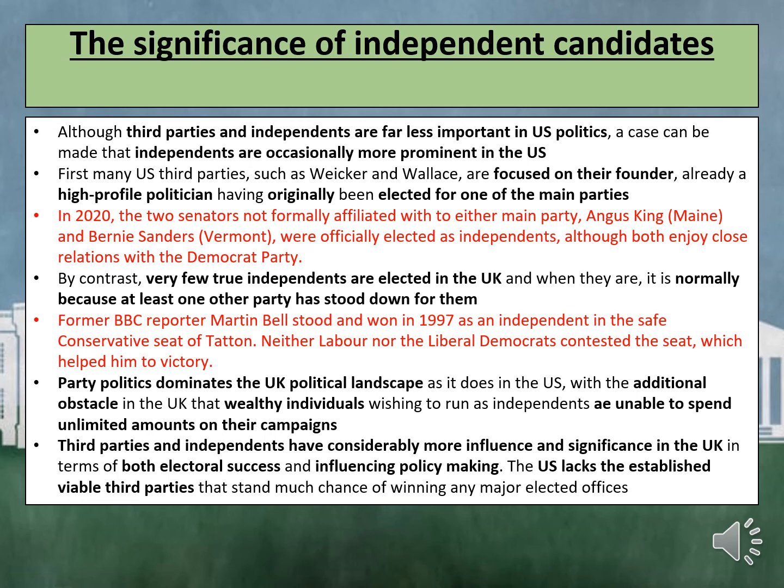Party politics dominates the UK political landscape, as it does in the US, with the additional obstacle in the US being that wealthy individuals wishing to run as independents are unable to spend unlimited amounts on their campaign. Third parties and independents have considerably more influence and significance in the UK in terms of both electoral success and influence in policy making. The US lacks the established viable third parties that stand much more of a chance of winning at major elected offices.